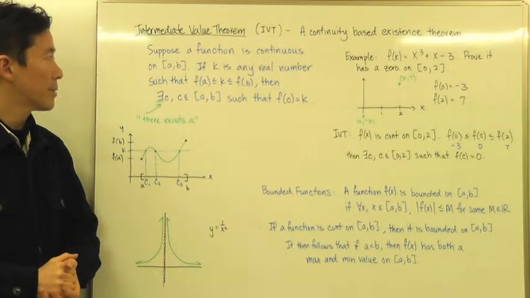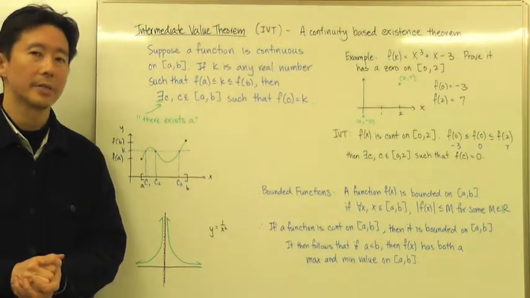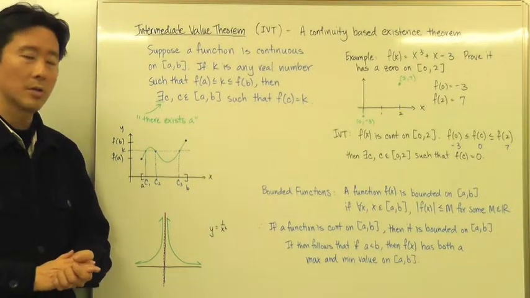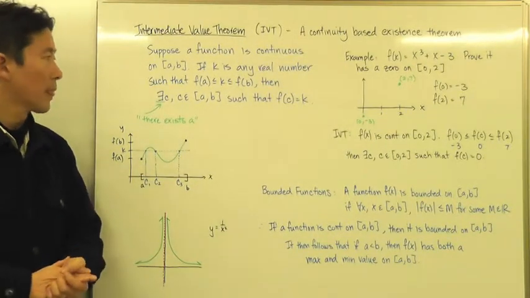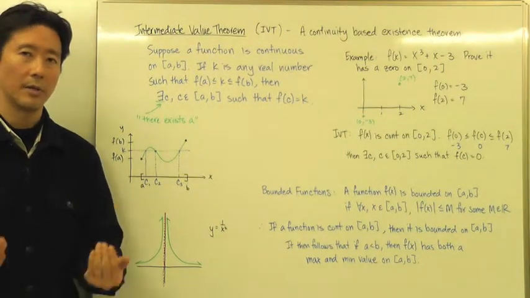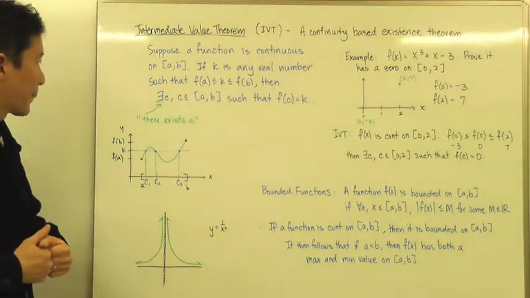If k is any real number such that f of a is less than or equal to k is less than or equal to f of b, then there exists a c that is also on the closed interval AB such that f of c is equal to k. Now let's go ahead and take a look visually at what that's trying to say.